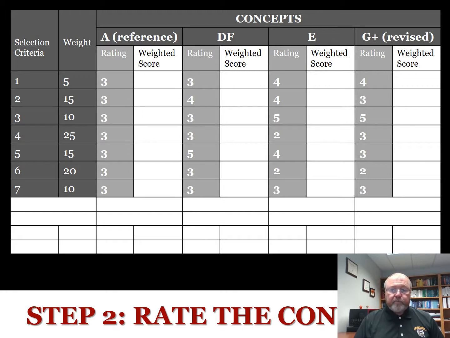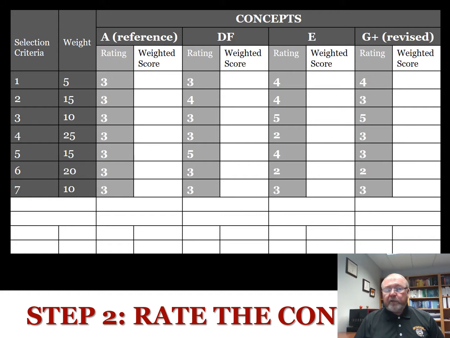Now, criteria 2, criteria 5, those were semi-important criteria. I say that because their weights were not low, their weights were not high. They were kind of in the middle, 15 each, whereas the two most important criteria were criteria 4 and criteria 6, and DF was only similar to A on those criteria.